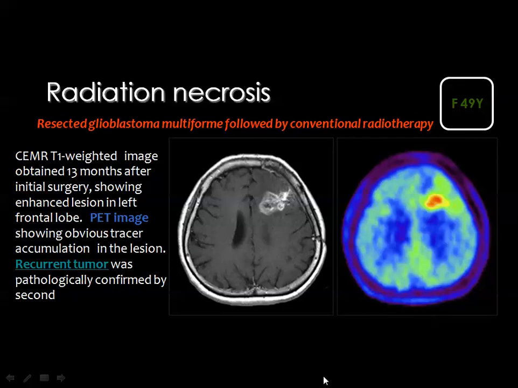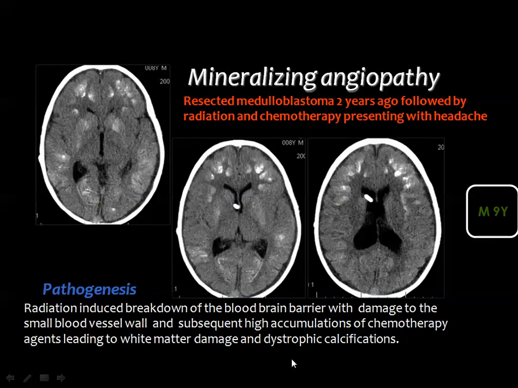But in this case of resected glioblastoma multiforme, followed by radiotherapy, of a female patient 49 years old, showing an enhancing lesion in the frontoparietal area, this lesion showed a strong uptake in the PET scan, denoting local tumor recurrence rather than radiation necrosis.